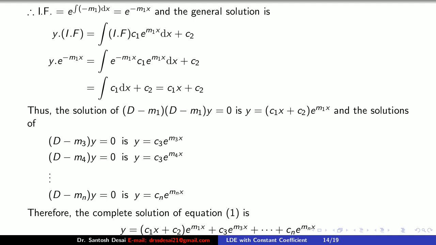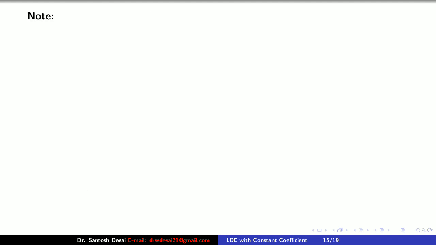Now here we note that when two roots are repeated, we get the term c1x plus c2. Now if three roots are repeated, then we have to write the solution accordingly. So for this, let us reconsider the note.